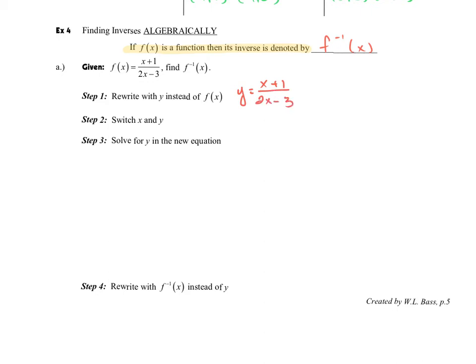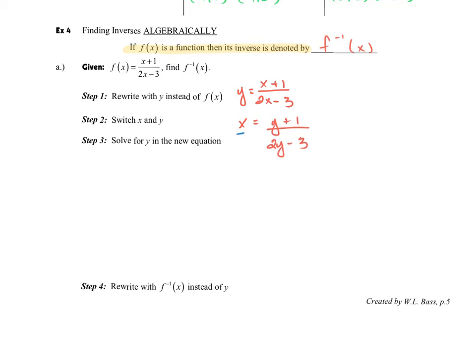Now, thinking about how we found our inverses earlier where we switched our x's and y's, algebraically we're going to do the same thing. Everywhere you see a y, you're going to write an x. Everywhere you see an x, you're going to write a y. So we're going to rewrite this function as x equals y plus 1 over 2y minus 3. Now, the goal is to solve this entire equation for y. So keep that in mind as we work through this problem.